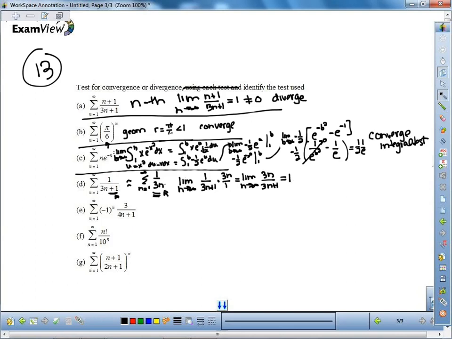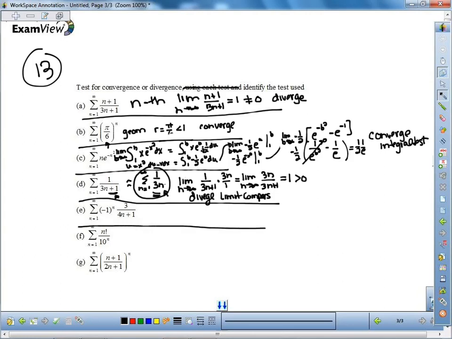so notice that this equals 1, which is greater than 0. So because we're using the limit comparison test, we use this: if the series that we compared it to diverges, then the series diverges. If the series converges, it converges as it equals the limit. So this is going to diverge by the limit comparison test.